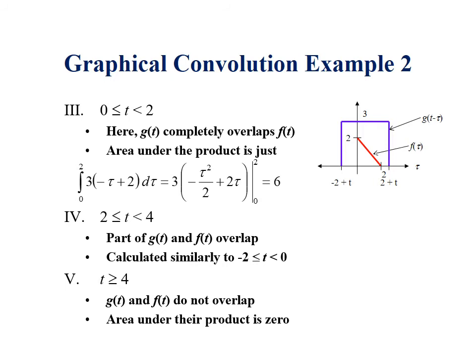Since we have stopped the sliding at t equal to 2, now let us go beyond and see what would happen when t becomes slightly greater than 2, but is going to be less than 4. During this case also, we would have an overlap which could be seen and calculated similar to the previous case, and it is easily obtained. When t goes beyond 4, we see that g of t and f of t do not overlap, and hence the area under the product is 0, as is the normal case.